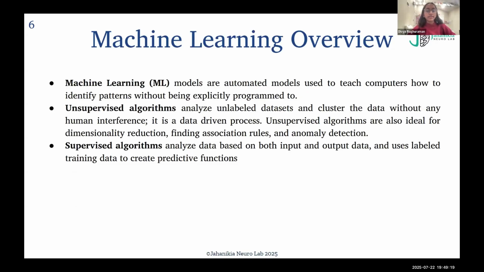Machine learning, or ML, is all about teaching computers to recognize patterns without being explicitly programmed. Instead of hard coding rules, we let models learn from data. There are two main types of machine learning: unsupervised and supervised algorithms. Unsupervised algorithms work with unlabeled data. They find patterns, groupings, and structures without any human guidance. This makes them great for clustering, anomaly detection, finding associations, and even dimensionality reduction.